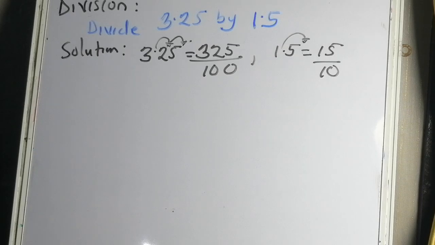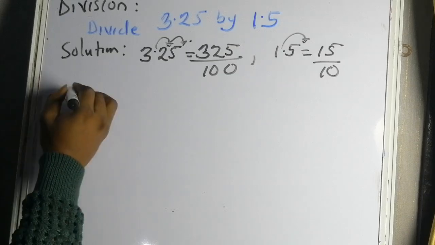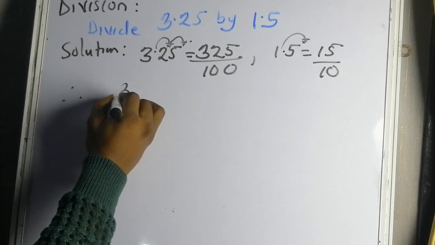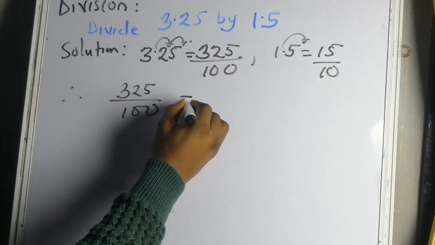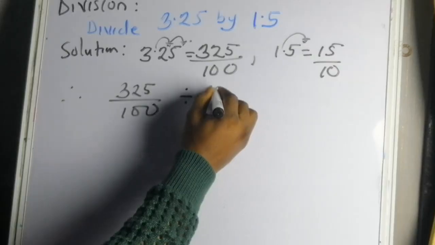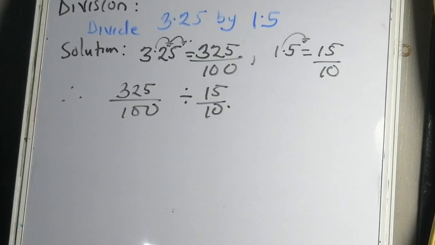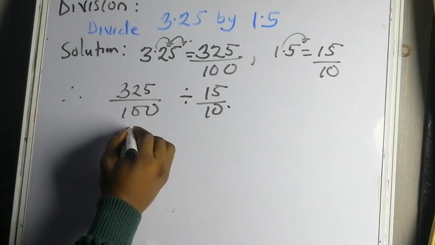So therefore, I can now say 325 over 100 divided by 15 over 10. It's as simple as that. I'm just using this as an illustration. You can have more of that. All you need to do is find a number that will divide each other. Anything on the right-hand side is the owner of the sign. The owner of this sign here is 15 over 10.